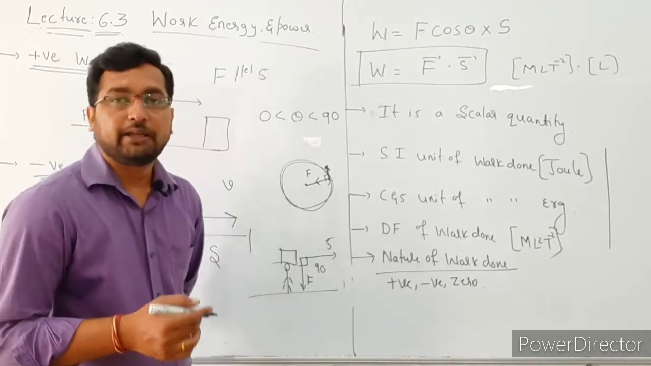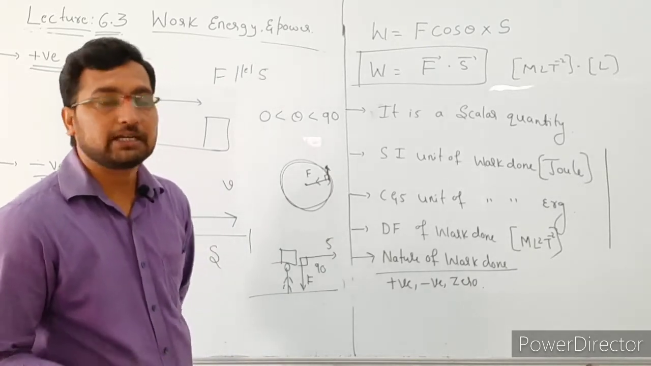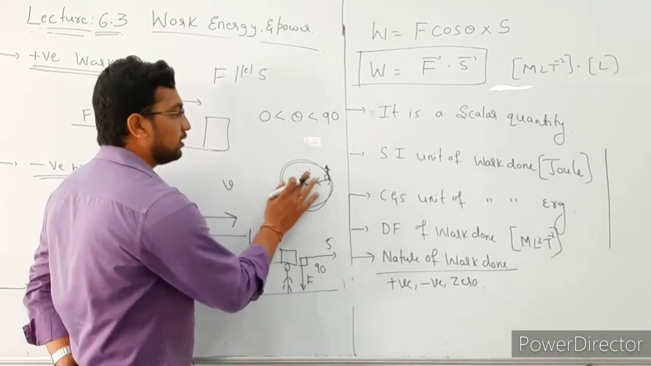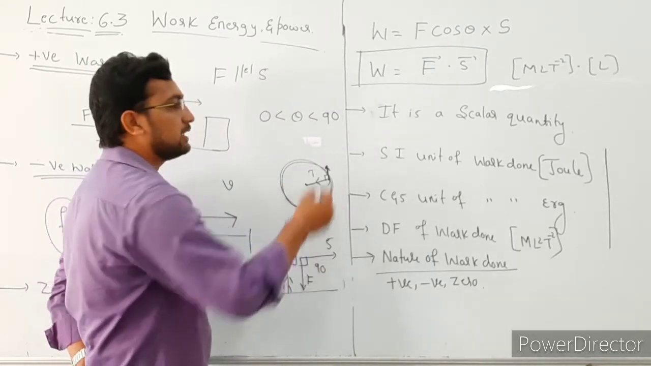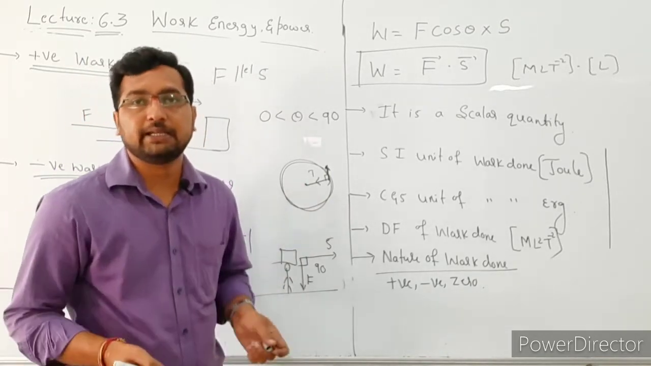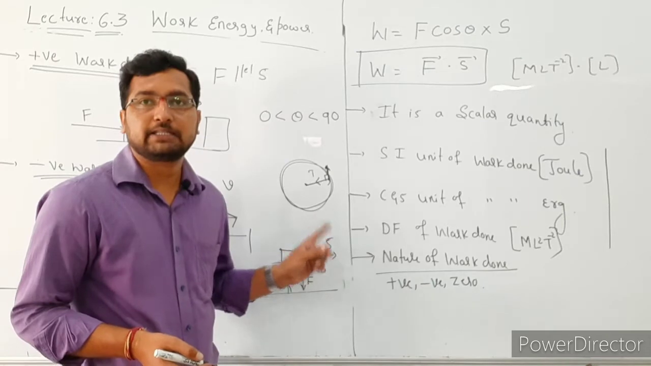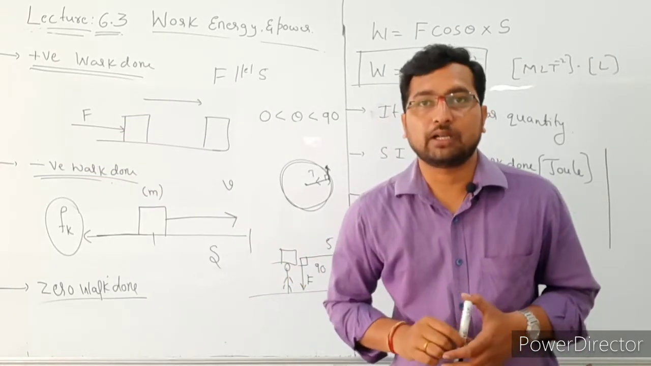Next one, if the body is following the circular path, then the work done by the tension is also zero, because the direction of the tension is in this direction and this is the direction of the displacement. The angle between the tension and the displacement is 90 degrees. So then work done in this case is also zero. So this is about the work done.